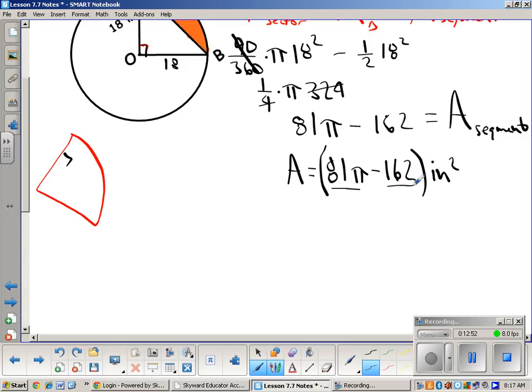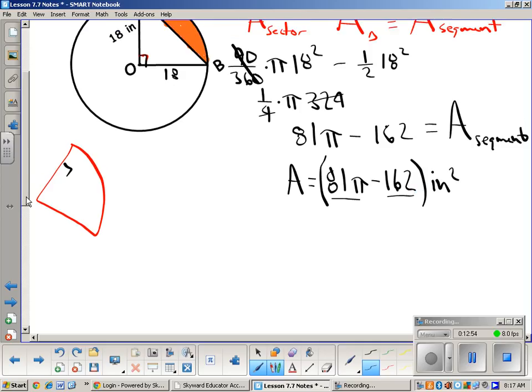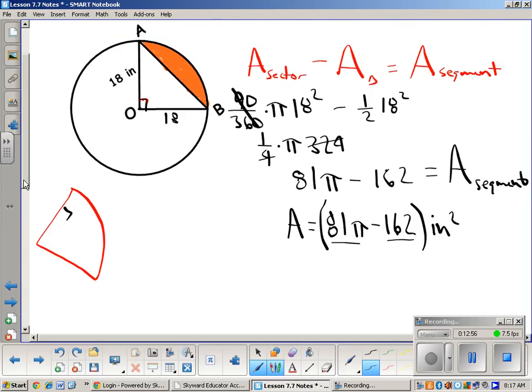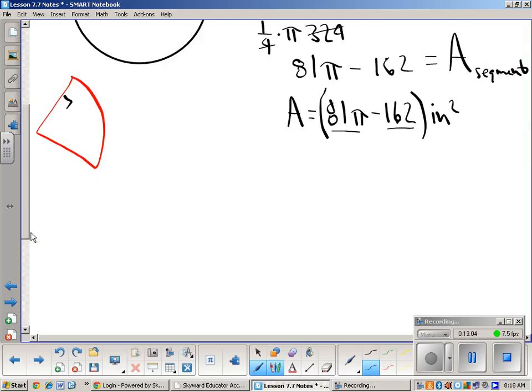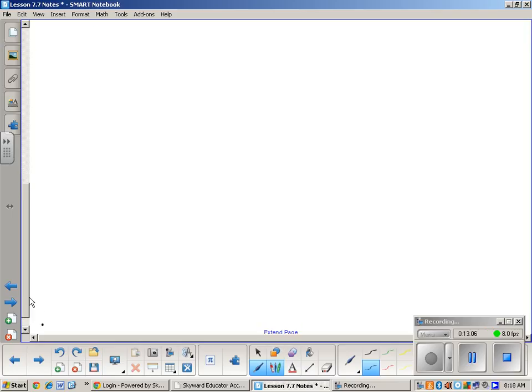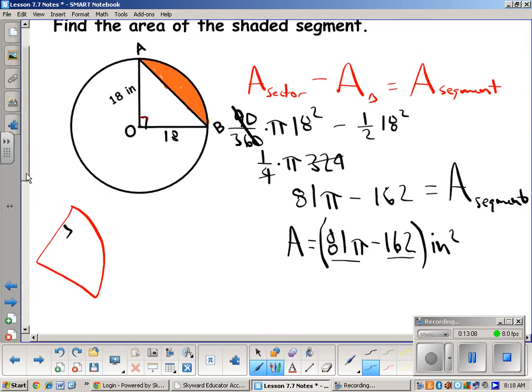All right? Any questions on this example? Again, this one was pretty straightforward because the triangle was a simple one to find. I left myself lots of workspace, didn't I?